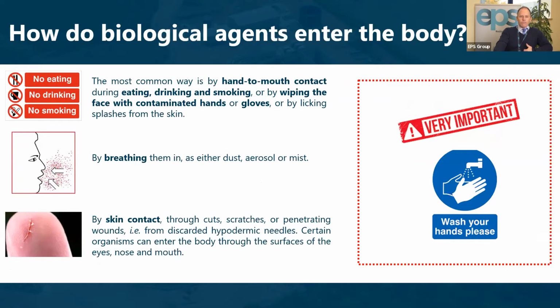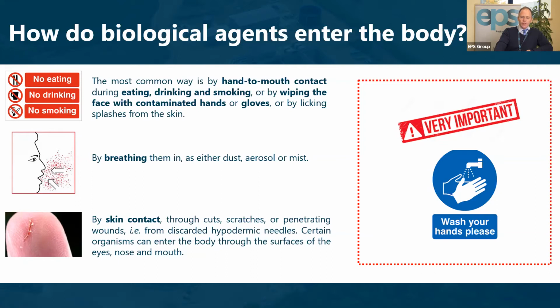Next question for us is, how can biological agents potentially enter our bodies? I suppose the most common way is hand to mouth. That's where we've been in contact with biological agents and we haven't worn PPE or haven't washed our hands properly after being exposed to it when we go eating, drinking or smoking. In my view, and I suppose the thinking in EPS is, if you're working on a live wastewater treatment plant, you should wear gloves at all times, okay?